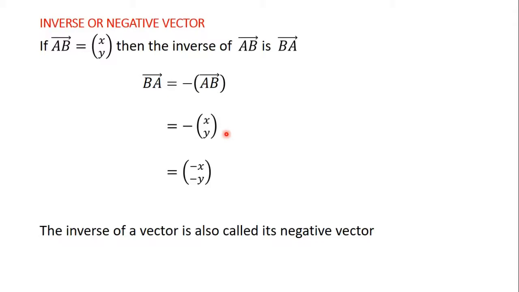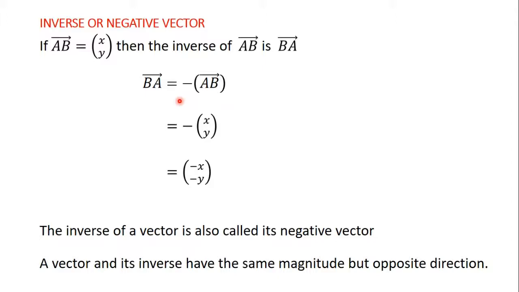The inverse of a vector is also called its negative vector because you are making it minus. If you find a vector and its inverse, they have the same magnitude but opposite direction. We have learned how to find the magnitude and direction of a vector. So if you find the magnitude and direction of a vector and its inverse, you will see that they have the same magnitude, but their directions will be different or opposite.